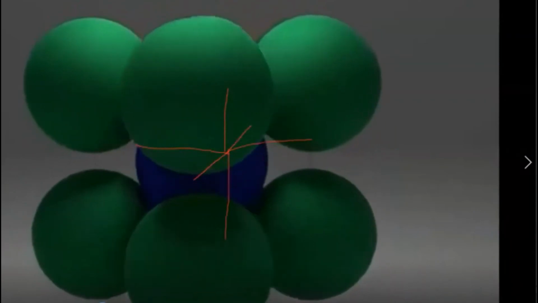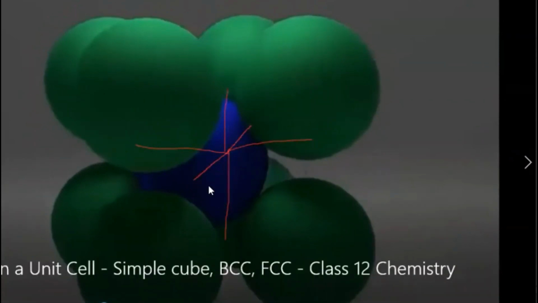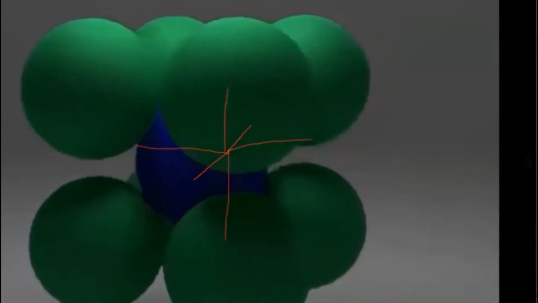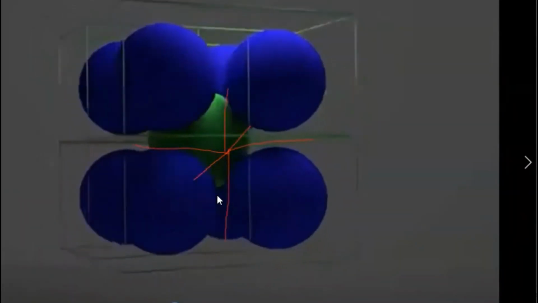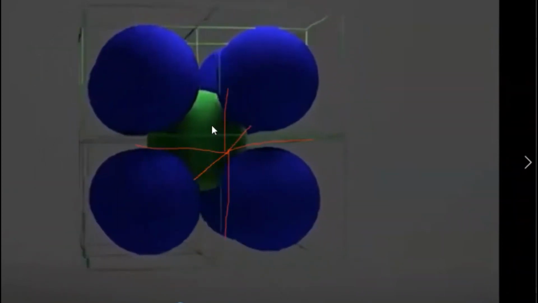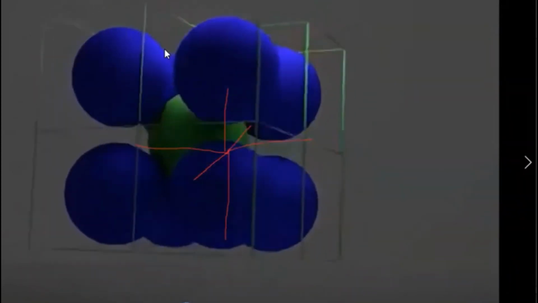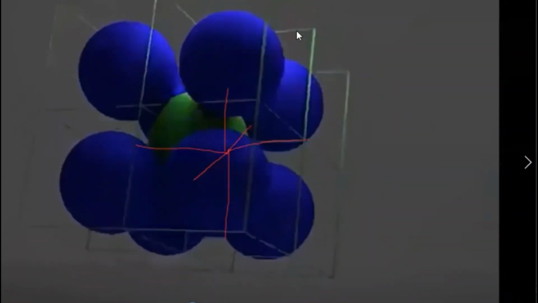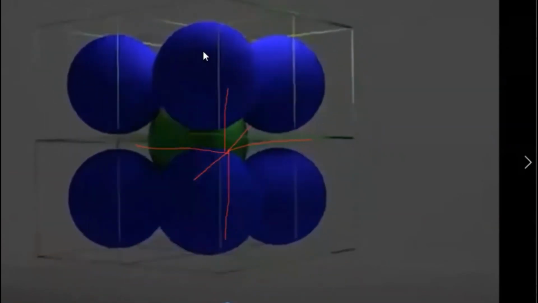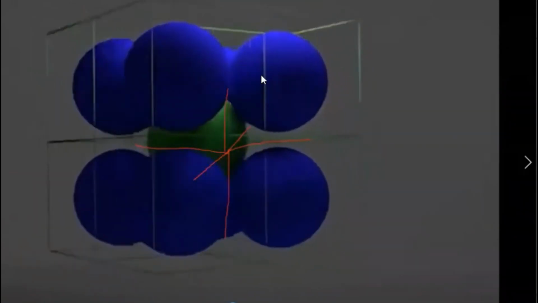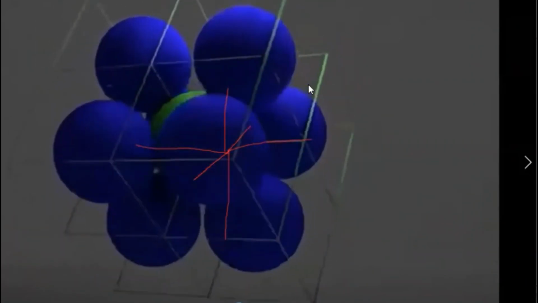Now I have body centered cubic. There is a blue atom which is the body, and we have 4 and 4, totally 8 atoms at the diagonals or corners, while it is rotating. So the green is the center and these blues are at the corners. You see there's a cage-like structure on the outside. So this is the central atom body, and these are 8 atoms which are at the corners.